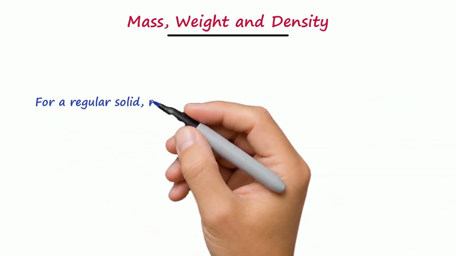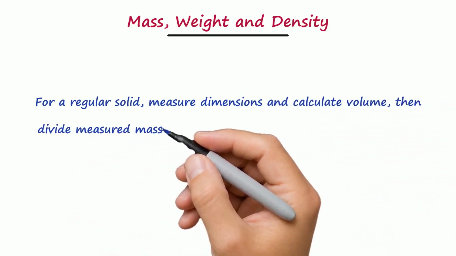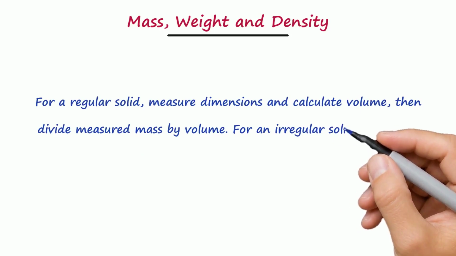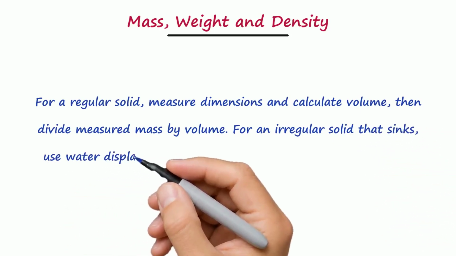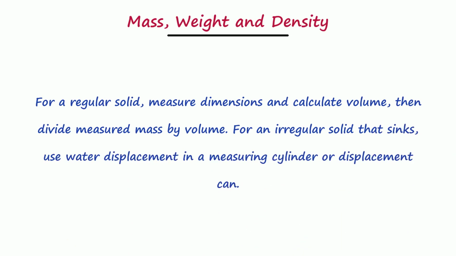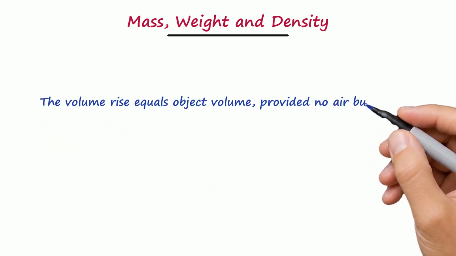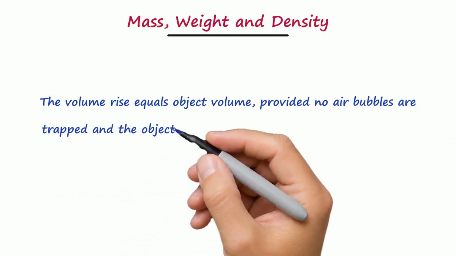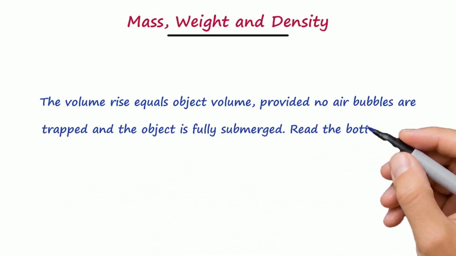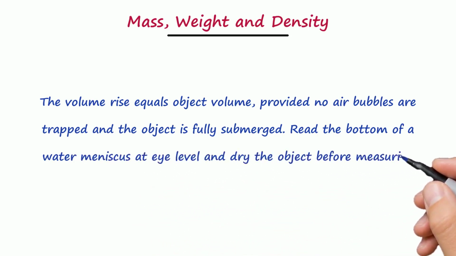For a regular solid, measure dimensions and calculate volume, then divide measured mass by volume. For an irregular solid that sinks, use water displacement in a measuring cylinder or displacement can. The volume rise equals object volume, provided no air bubbles are trapped and the object is fully submerged. Read the bottom of a water meniscus at eye level and dry the object before measuring mass.